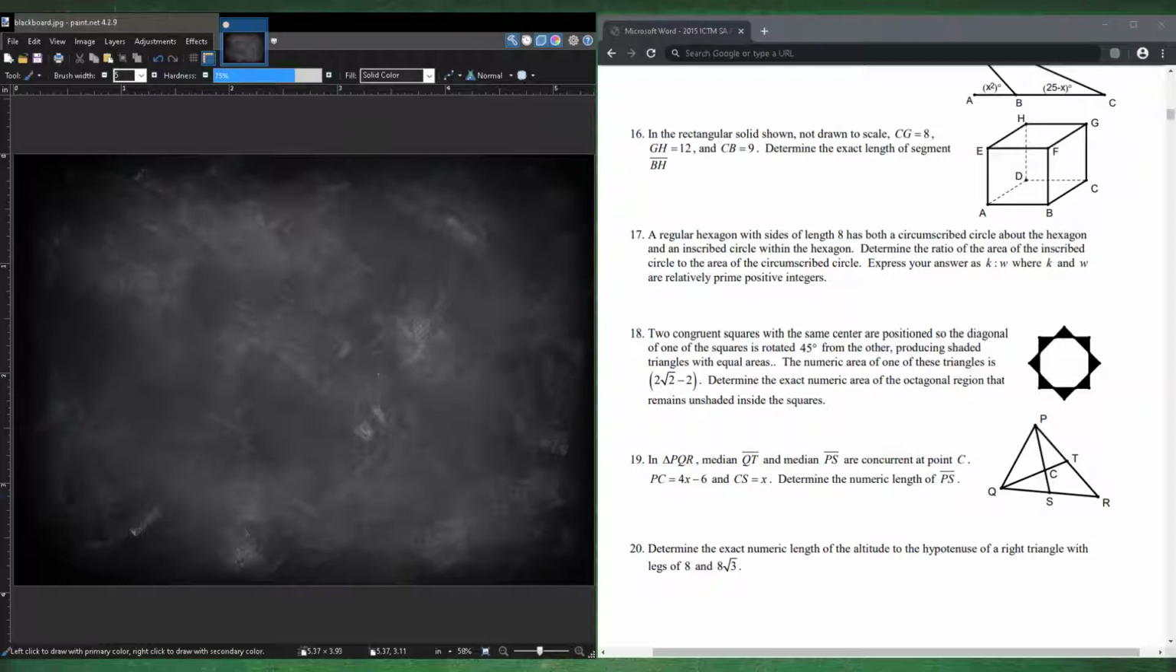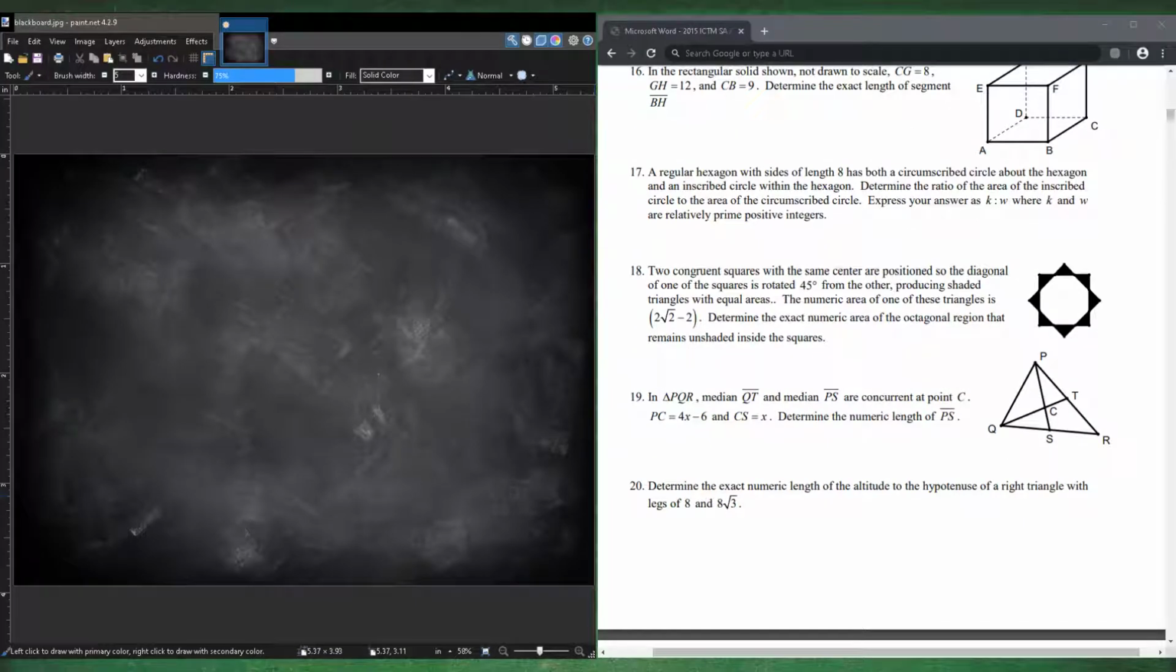I suggest you actually learn inscribed circles and circumscribed circles. They are used a bunch in math competitions. Okay, two congruent squares with the same center are positioned so that the diagonals of one of the squares are rotated 45 degrees from the other, producing shaded triangles with equal areas. The numerical area of one of these triangles is 2 square root 2 minus 2. Determine the exact numerical area of the octagonal region that remains unshaded inside the squares.